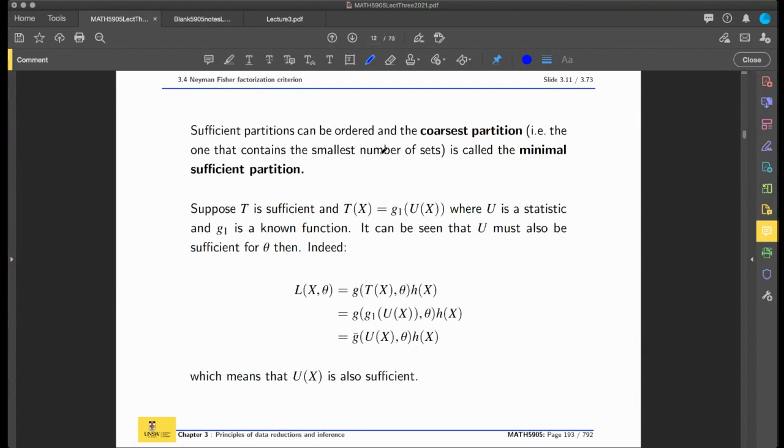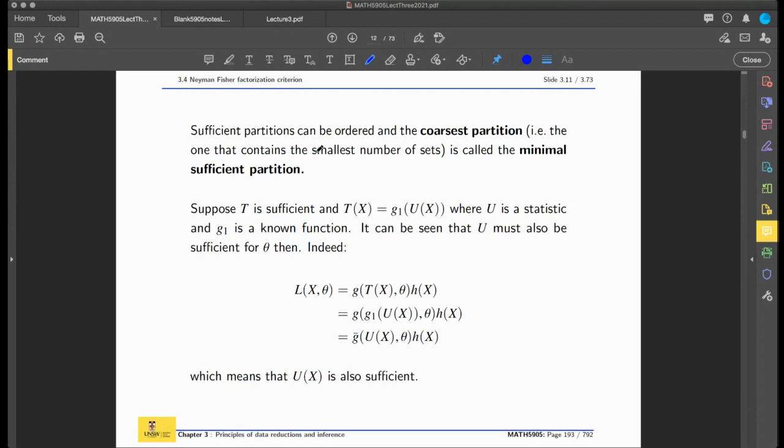All right. We also spoke about trying to find the greatest amount of data reduction. And what we can do is look at many sufficient partitions. Okay, they're not unique. Right? As someone already said, you can look at the whole sample as also a sufficient statistic. Or this T of x is sufficient if it satisfies the Neyman-Fisher factorization criterion. So the sufficient statistics, or the partitions, are not unique.